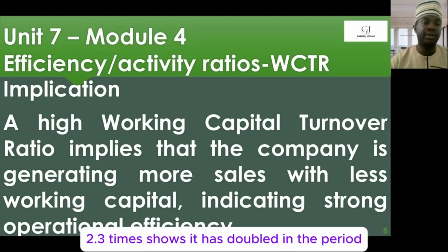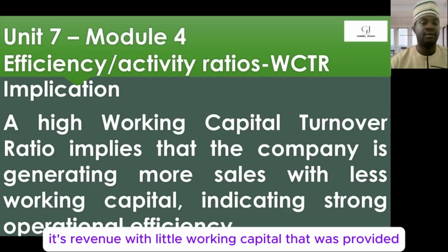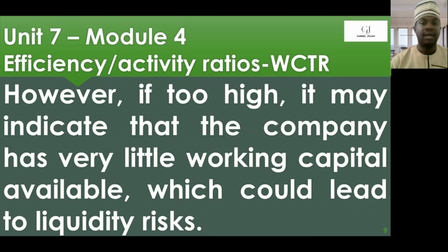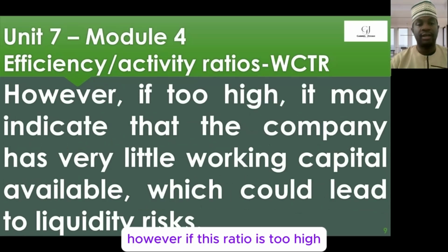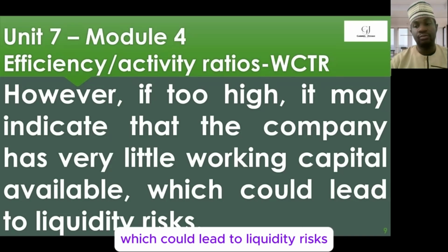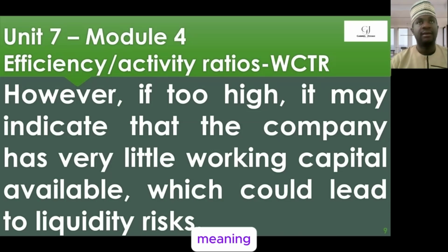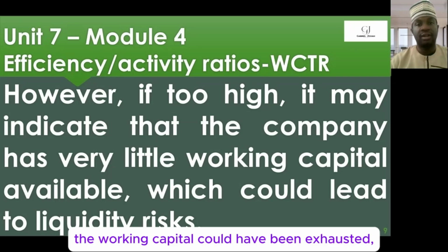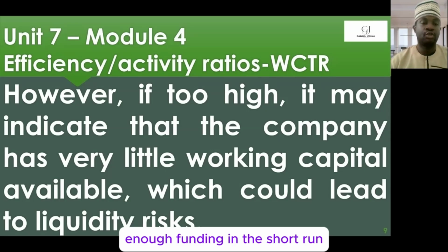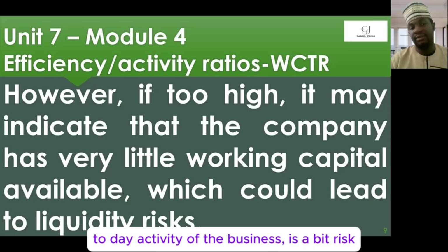So as you can see, 2.3 times shows it has doubled its revenue in the period, with the little working capital that was provided. And this is commendable. However, if this ratio is too high, it may indicate that the company has very little working capital available, which could lead to liquidity risks, meaning the working capital could have been exhausted and there will not be enough funding in the short run to run the day-to-day activity of the business.